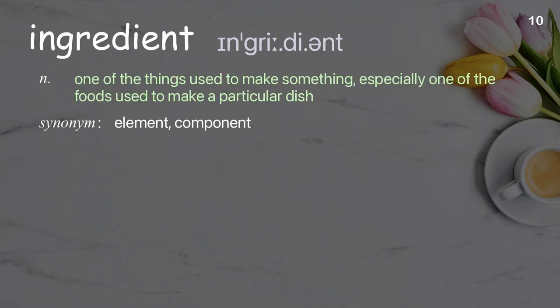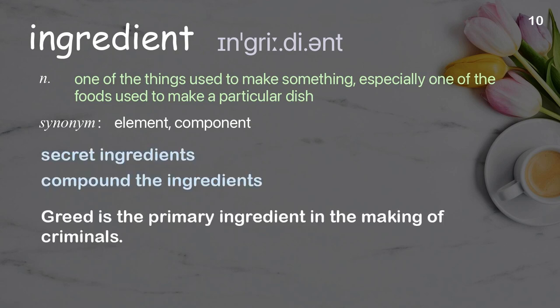Ingredient. One of the things used to make something, especially one of the foods used to make a particular dish. Examples. Secret ingredients. Compound the ingredients. Greed is the primary ingredient in the making of criminals.